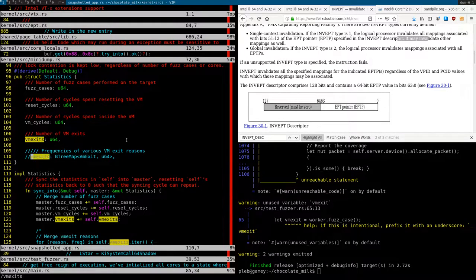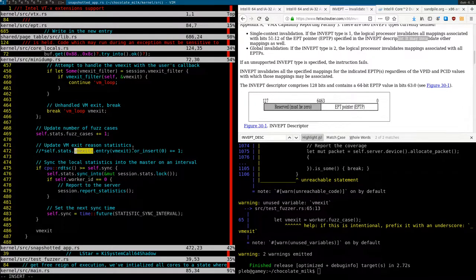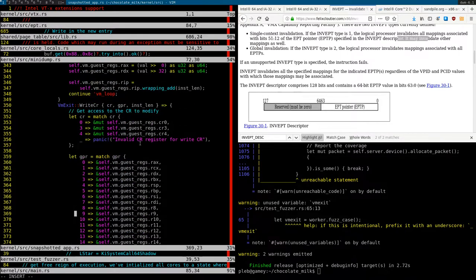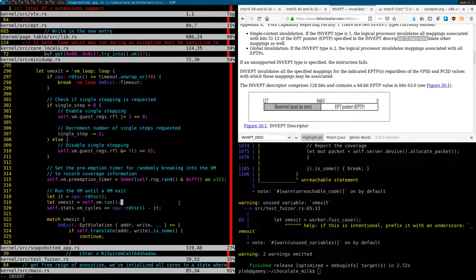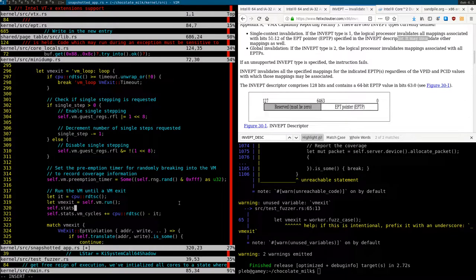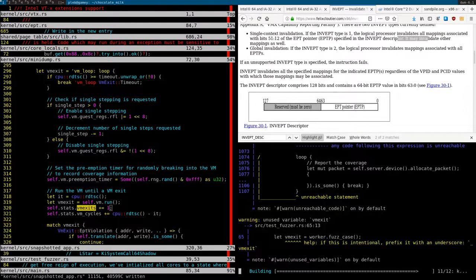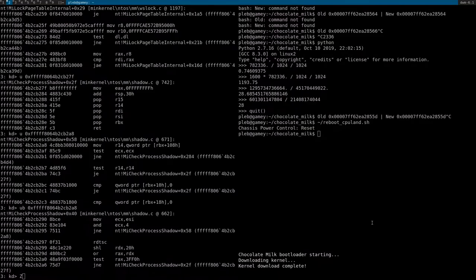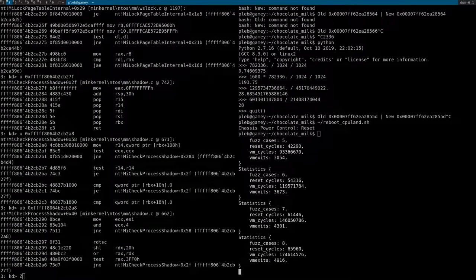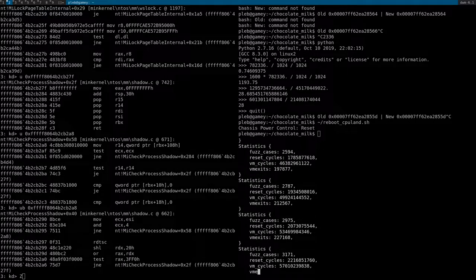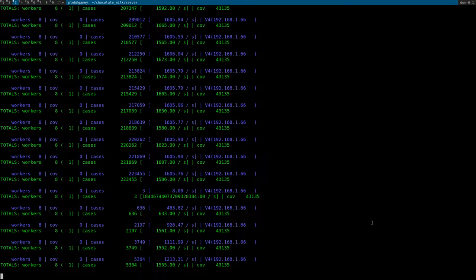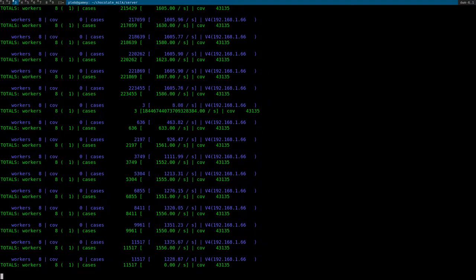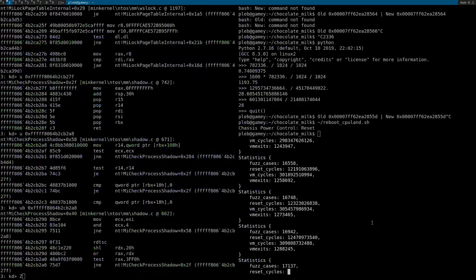Okay, VM exits. And then here, when we VM exit, we'll just do self.stats.vm_exits plus equals one. So we're going to track how many times we do a VM exit. And I bet it's a huge number. Yeah, that's a stupid amount of VM exits.